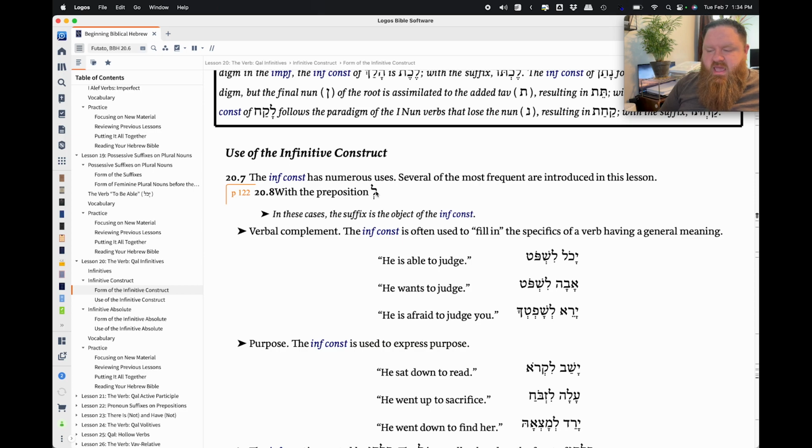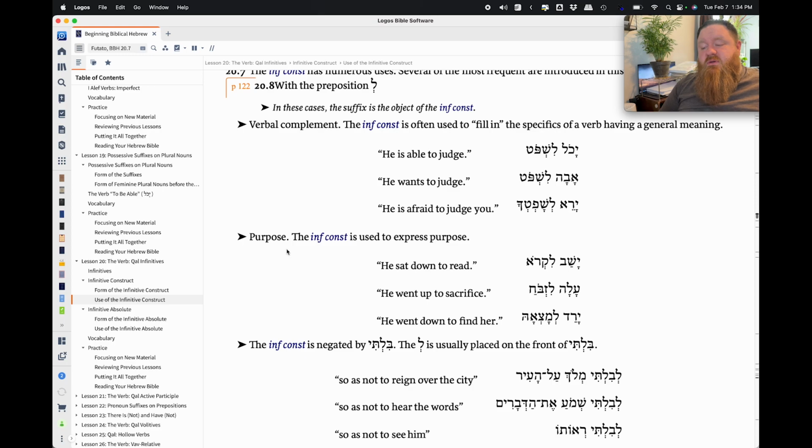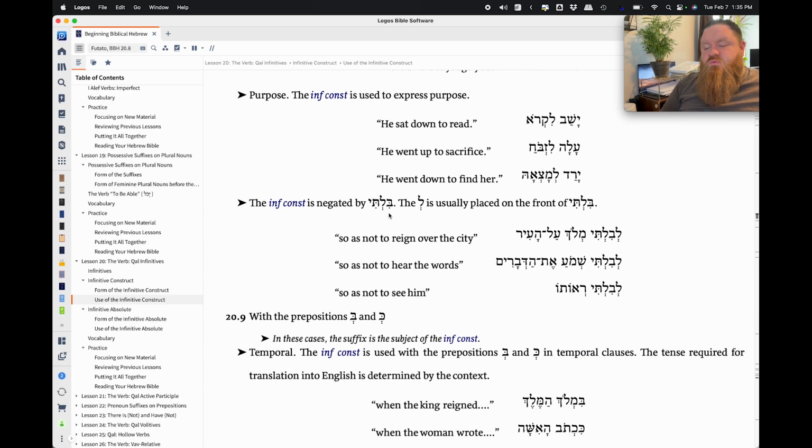You'll usually see a lamed on prepositions when it has that usage. It can also indicate purpose, so the reason or the purpose why the main verb happened. He sat down, yashav, he sat down. Why did he sit down? To read, likro, okay?